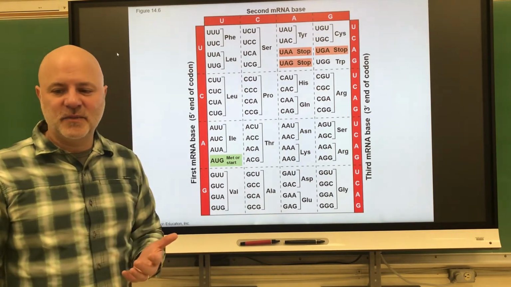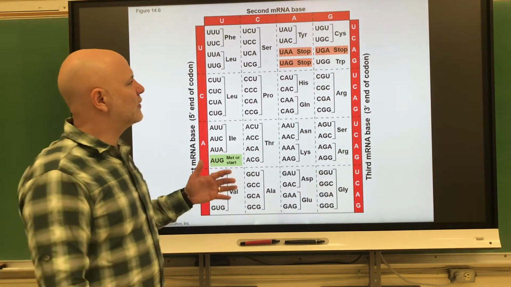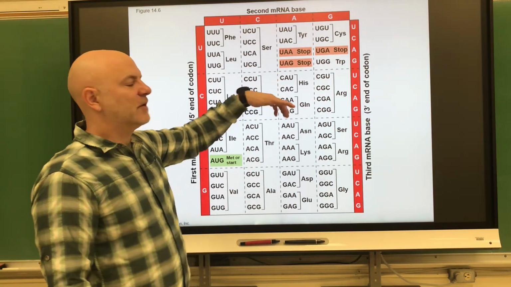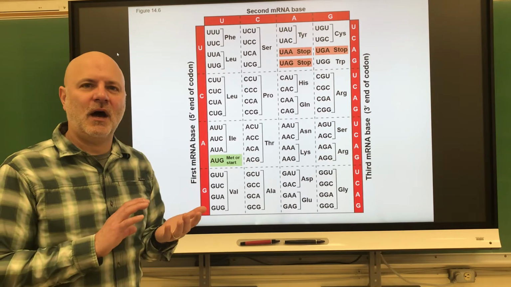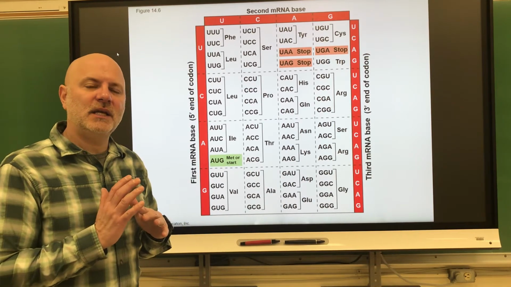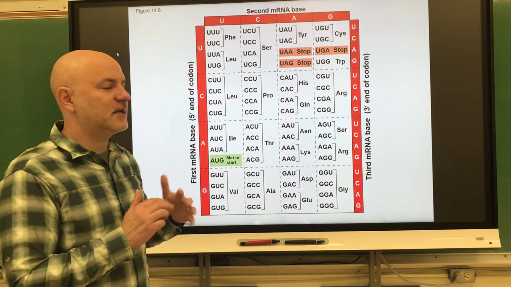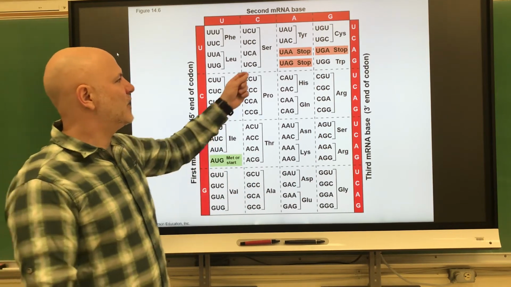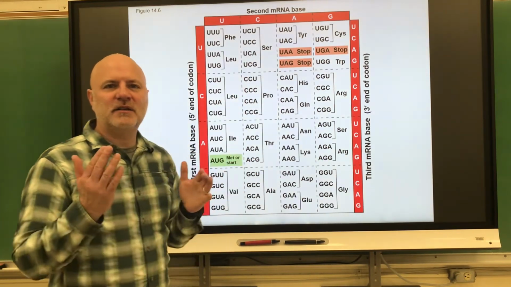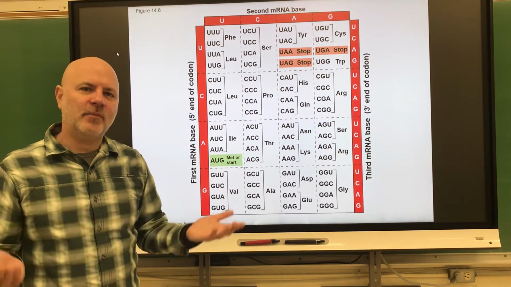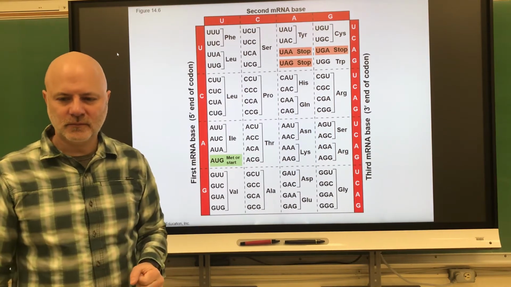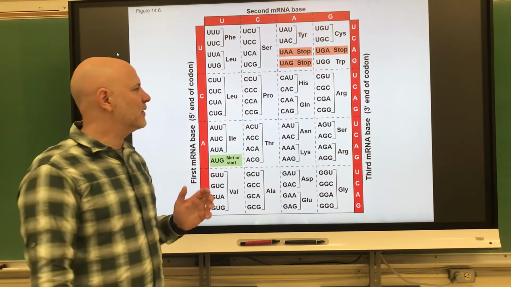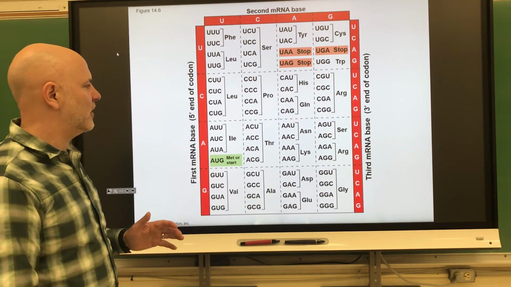Next is a nonsense mutation. And so here, the new nucleotide is a stop codon. All right? So if we think about this, as I mentioned earlier, these proteins can be hundreds to even thousands of amino acids in length. And if we put a stop codon somewhere in there, it's going to shorten that protein up and probably make it non-functional. Lastly is a missense mutation, and that's where the new mutation codes for a different amino acid.